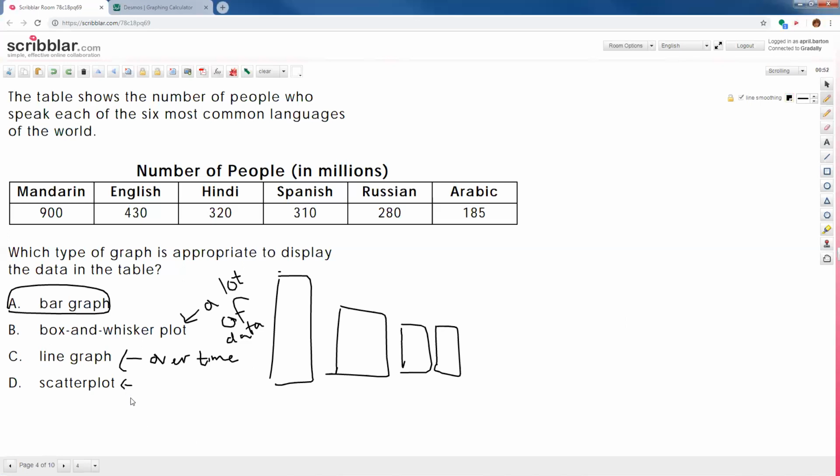And scatter plot is also one when you want to compare, but you're comparing more data than this. So box and whisker plot is more if you want to analyze a lot of data. Scatter plot is when you want to compare. The last one. So a scatter plot is a good question.